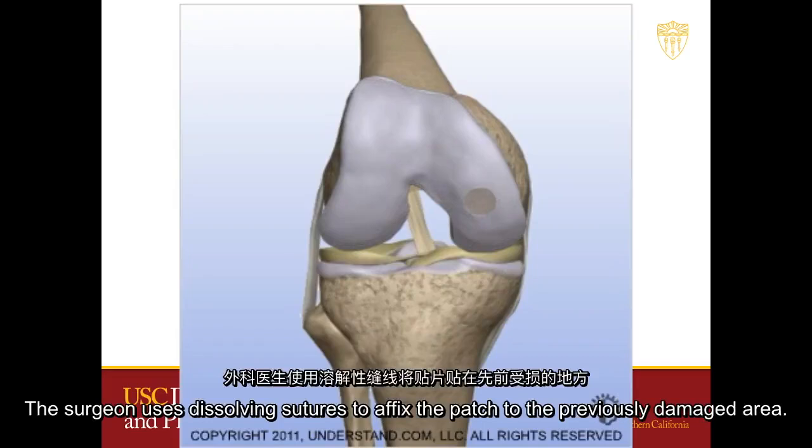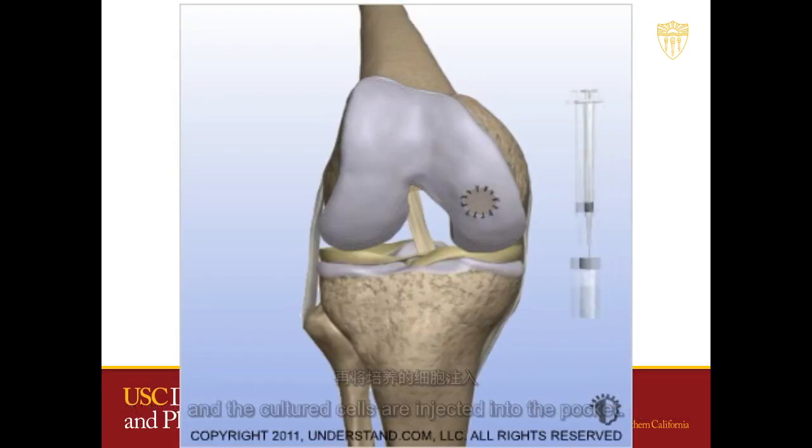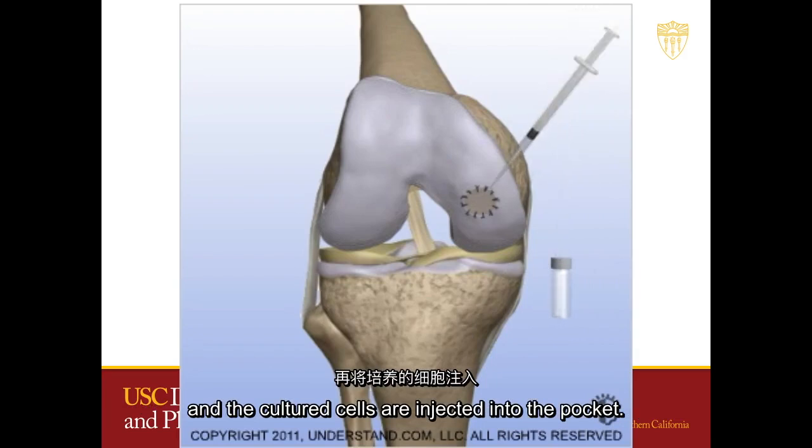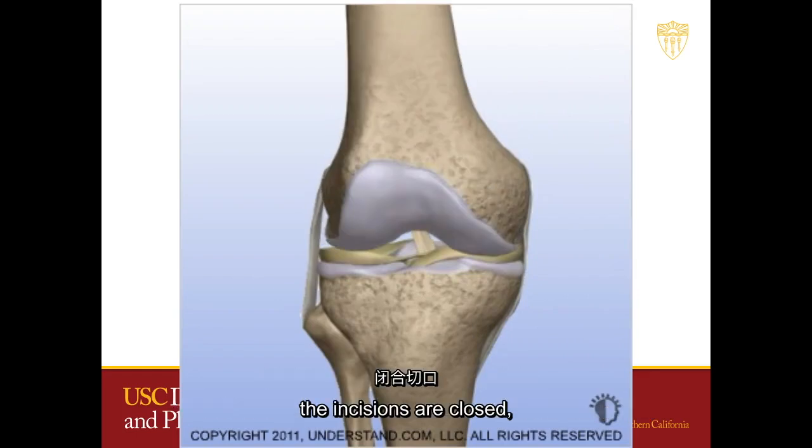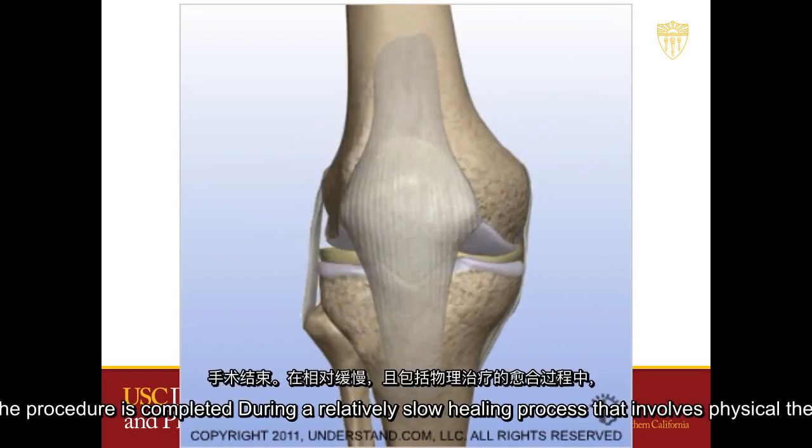Next, the surgeon uses dissolving sutures to affix the patch to the previously damaged area, and the cultured cells are injected into the pocket formed beneath the patch. After the tissue is in place, the incisions are closed and the procedure is completed.